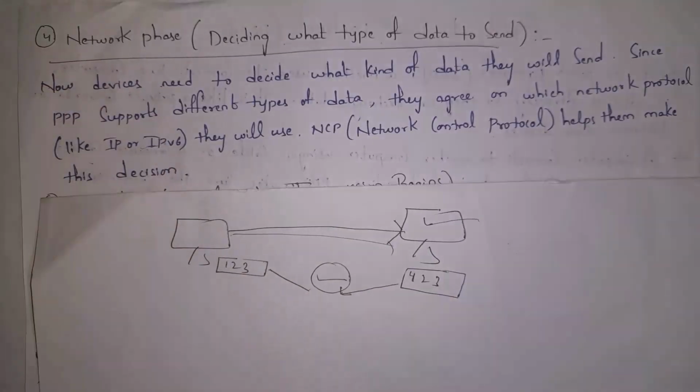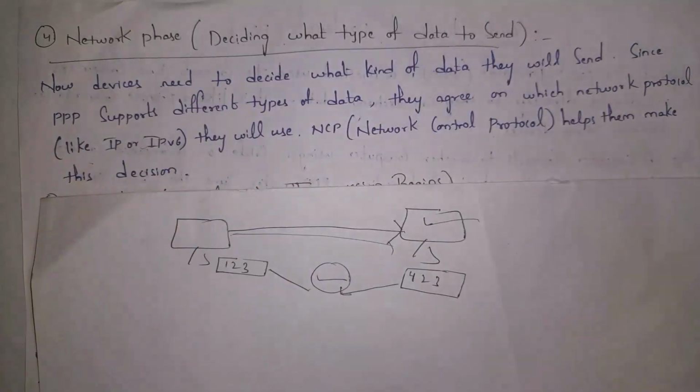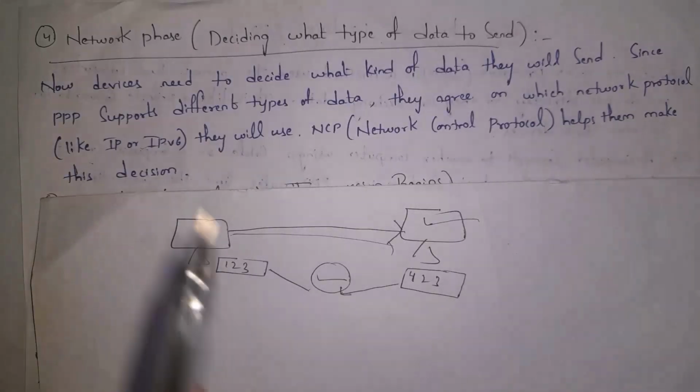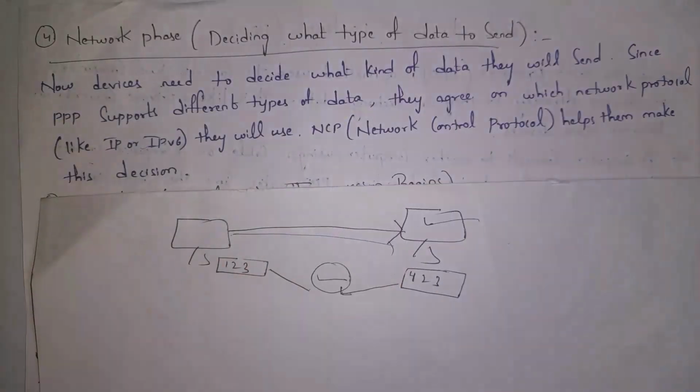By using point-to-point protocol, we can send different types of data. And in network phase, they also need to decide which protocol they will use, like either IP or IPv6. And systems will decide all this by using network control protocol. This is all about network phase.